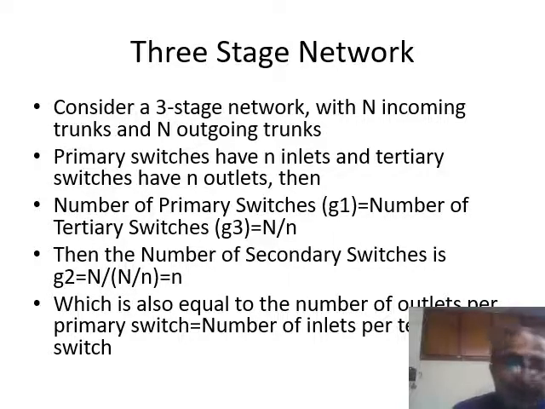You can map this on the primary side also, because the total number of primary inlets is capital N, and if we divide it by the total number of inlets to one of the secondary switches, which is capital N over small n, again we get small n, and this small n is also equal to the number of outlets per primary switch and also equal to the number of inlets per tertiary switch.